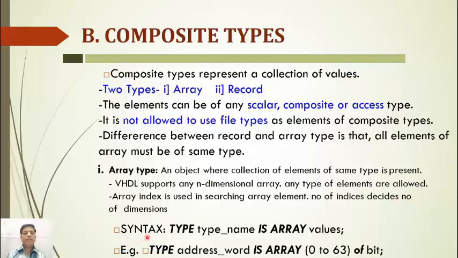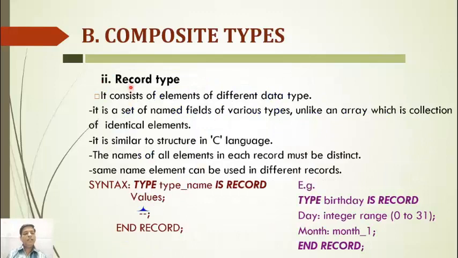So syntax for the array: type type_name is array values. Example, type address_word is array 0 to 63 of bit; Second, record type. It consists of elements of different data types.